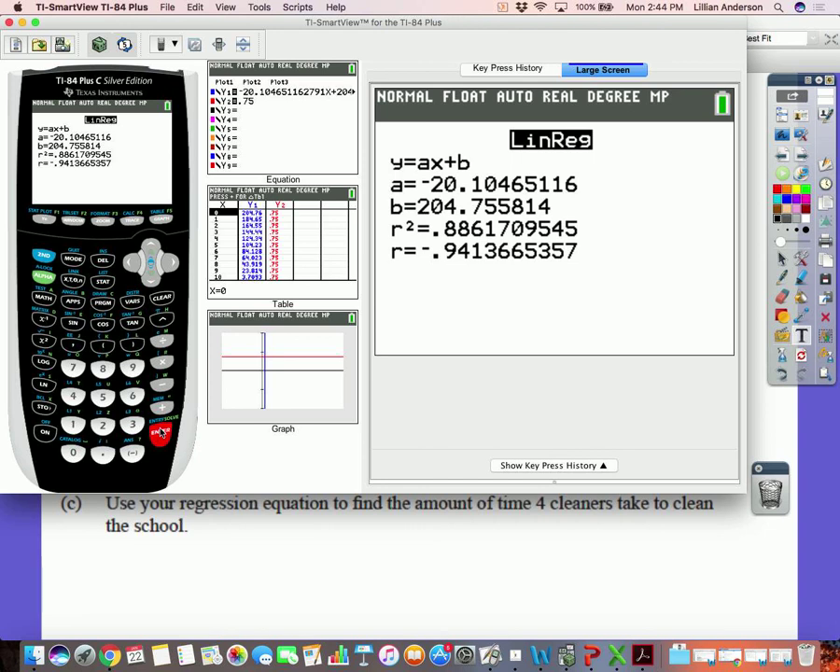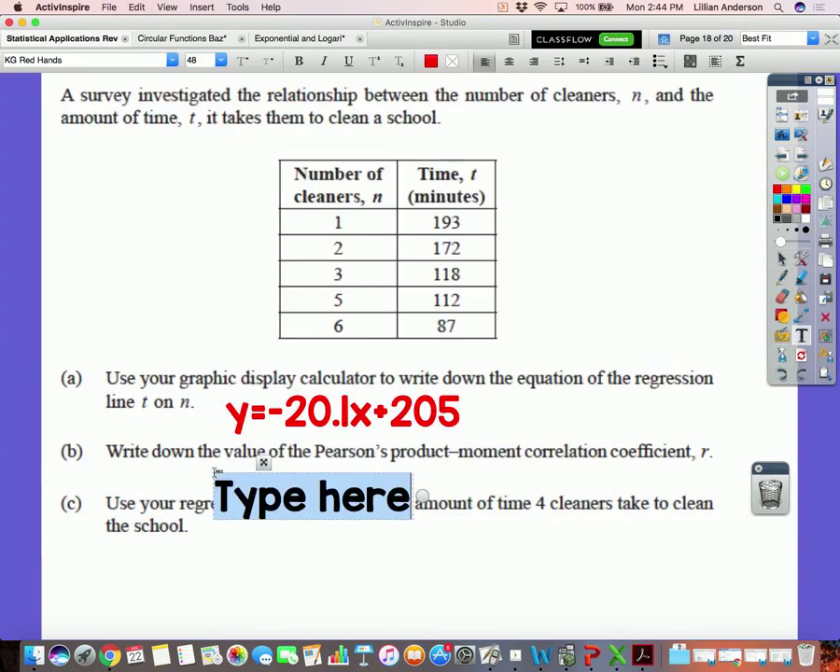And what is my R? -0.941. Which means that it has what kind of correlation? Strong negative. Strong negative. It doesn't ask that, but it's good to know, okay? Now it says use your regression equation to find the amount of time 4 cleaners take to clean the school. What would I do there?